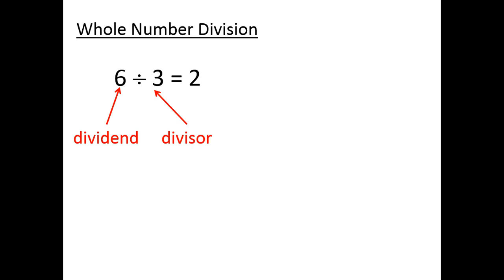So let's switch gears a little bit and talk about whole number division. And we'll look at this division problem to give us some idea of what to call the parts of a division problem. The 6 here would be called the dividend, the 3 would be called the divisor, and the 2 would be called the quotient.